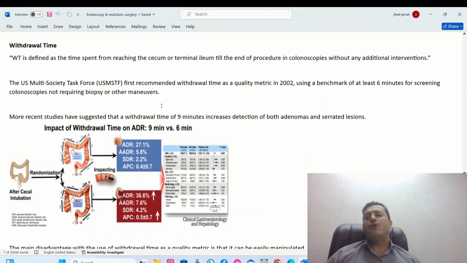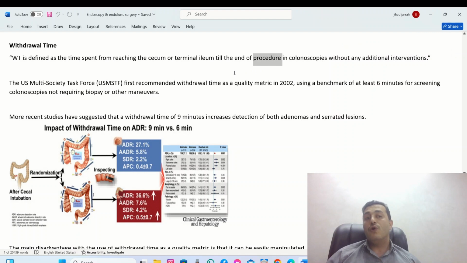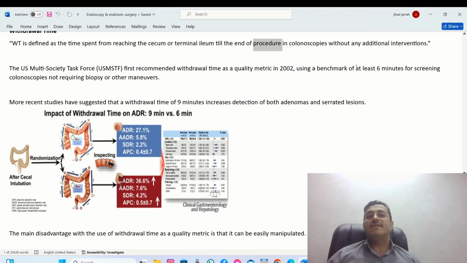What do we mean by withdrawal time? It is the time spent from reaching the cecum or the terminal ileum, the last part of our exam, till the end of the procedure, pulling the colonoscope without any additional maneuvers. And actually it's at least 6 minutes, without additional maneuvers such as polypectomy or biopsy.